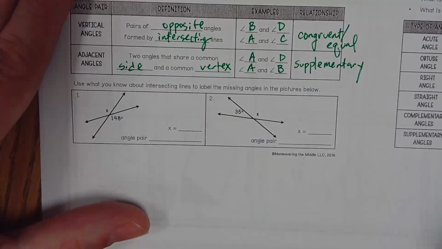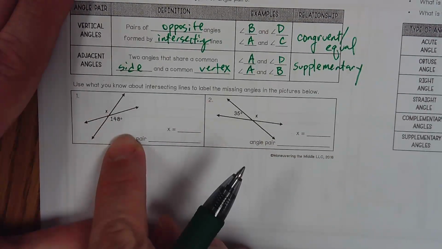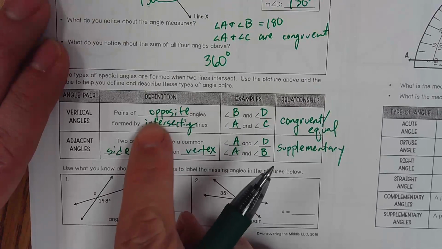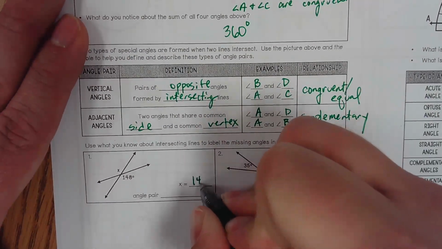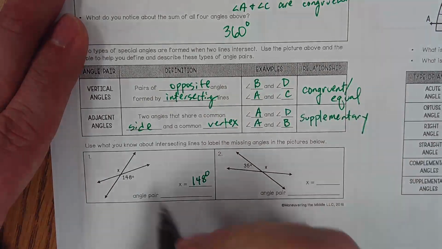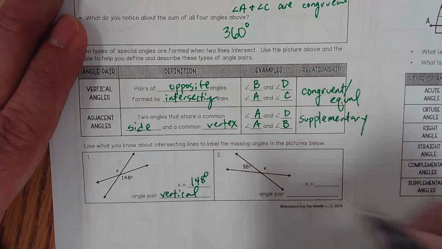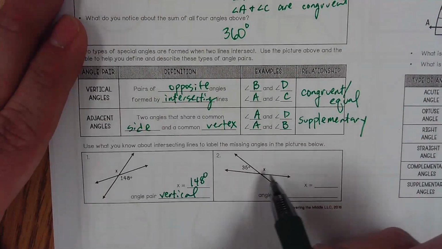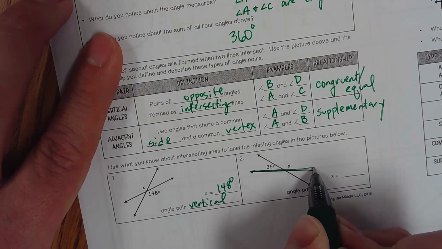All right. Down below, you have these two examples here. If you look, x is opposite of 148. And if we use what we just learned, if they're opposite, they are also equal. That would make x 148 degrees. And the angle pair that we're talking about is vertical. Now looking at this one, these are not opposite and equal. They make a straight line. So we're looking at supplementary.